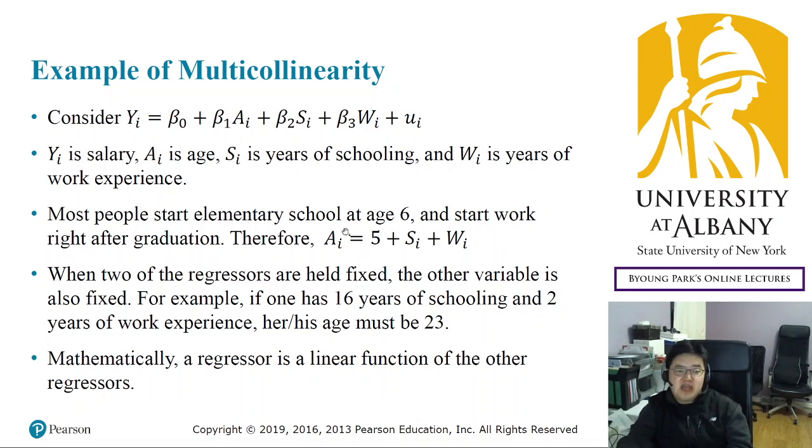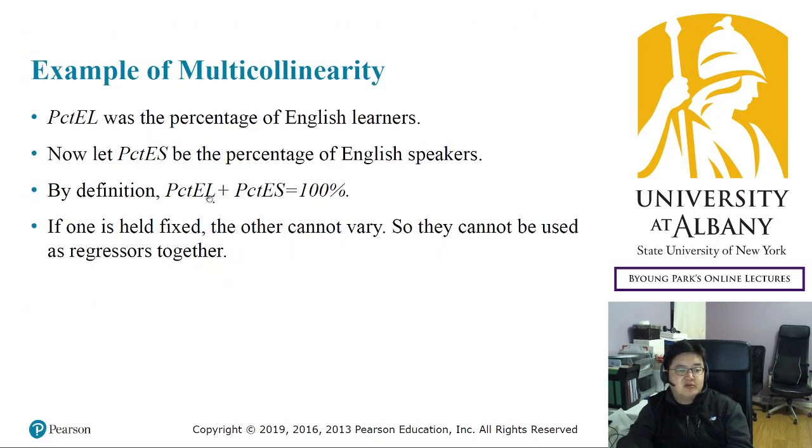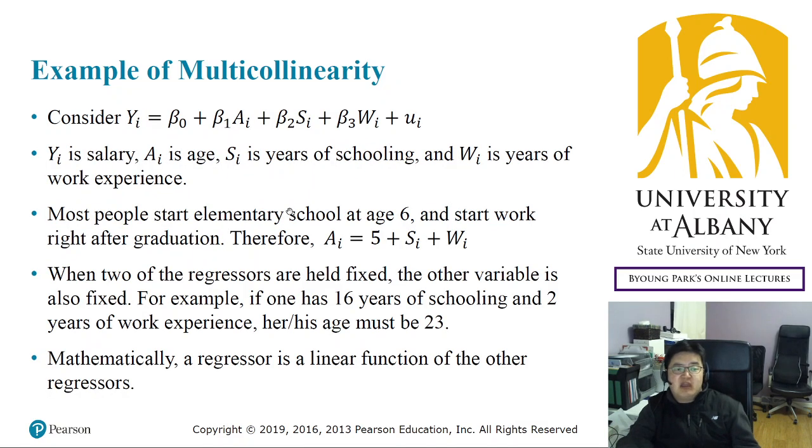Like this, age is a linear function of schooling and work experience. Or in the other example, the percentage of English learners is determined by 100% minus the percentage of English speakers. So that's a linear function. As you can see from these 2 examples, if a regressor is determined completely by some of the other regressors, then you are in trouble. You cannot estimate the ceteris paribus effect.